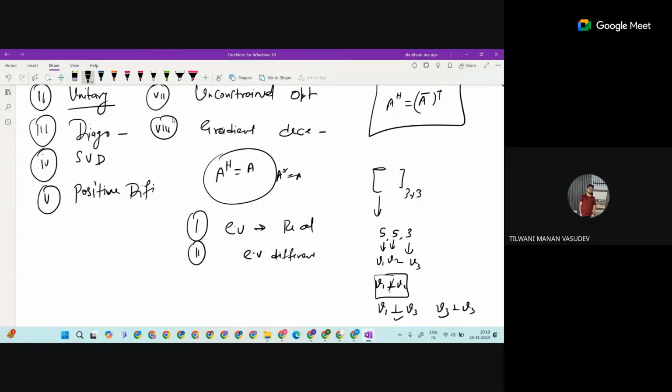Sorry, for the same eigenvalues, won't the vectors be similar? Not similar, I mean orthogonal. Lambda 1 and lambda 2 are both 5, so v1 and v2 can be the same, right? No, not necessary. If you are able to calculate two different eigenvectors, that is fine.